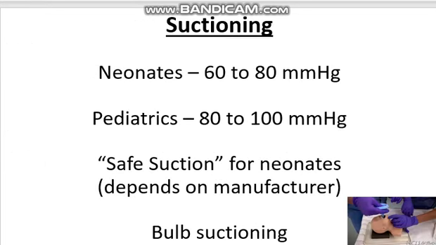Suctioning. Neonates get 60 to 80 millimeters of mercury of negative pressure. Pediatrics get 80 to 100 millimeters of mercury. A safe suction for neonates depends on the manufacturer. There is also bulb suctioning shown in the picture.